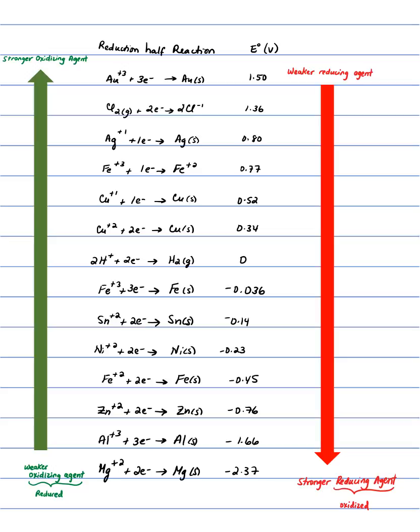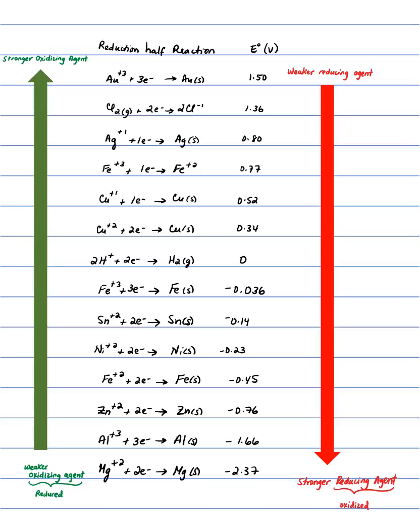So on the very top of the table, I have gold, and what I'm showing you is the half reactions that represent reductions. Starting with gold, the ion of gold gaining 3 electrons to give you the solid, and for that one you have a potential that is positive 1.5. All the way to the bottom of the table you have the ion of magnesium gaining 2 electrons to give you magnesium solid, and for that one you have a potential equal to negative 2.37. All of those numbers are in units of volts.